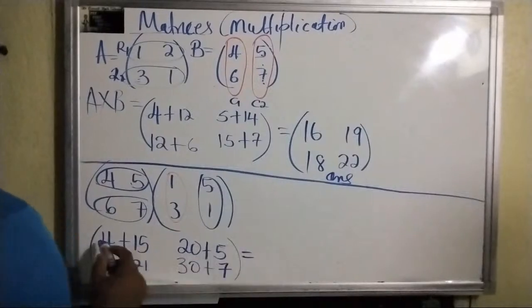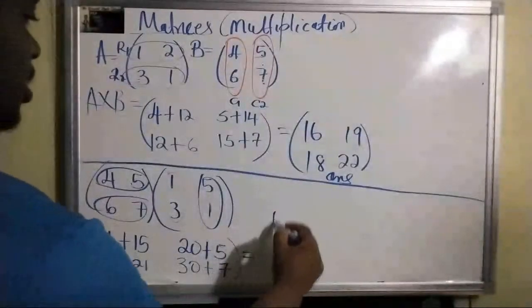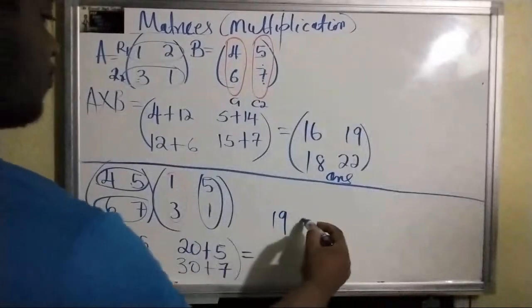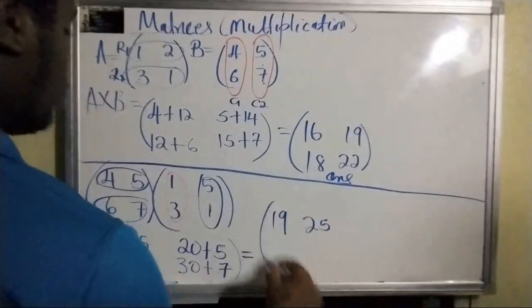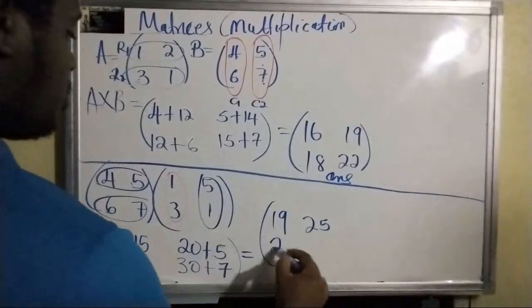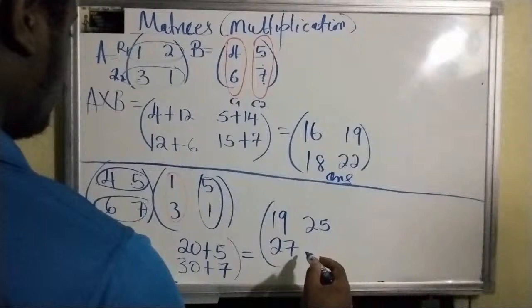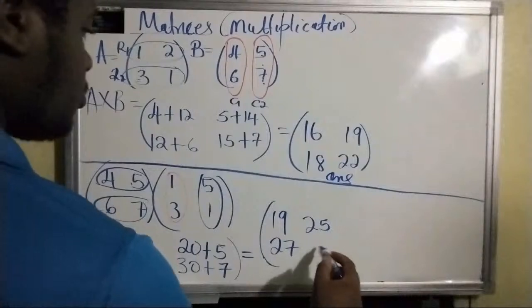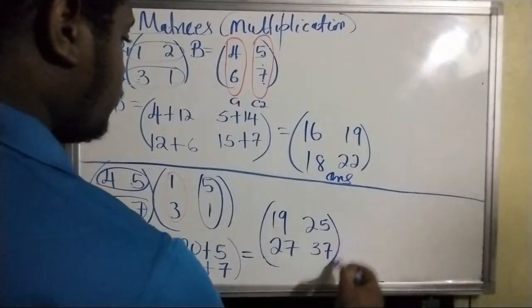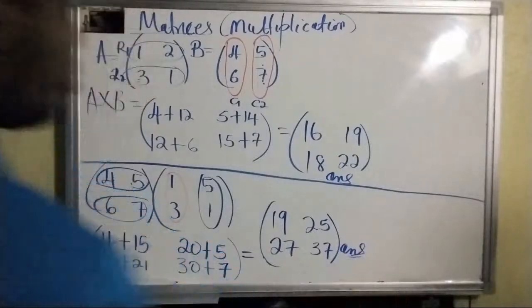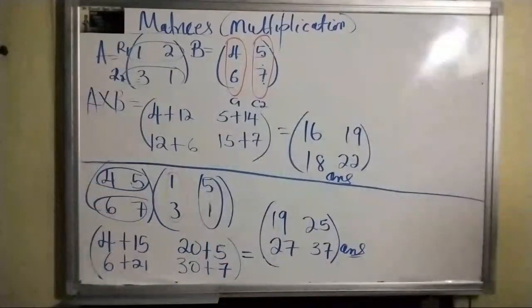So that's 4 plus 15, that's 19. 20 plus 5, 25. 6 plus that, 27. 30 plus 7, 37. Alright, I'm just going to do a run check because I made that error and put 7.